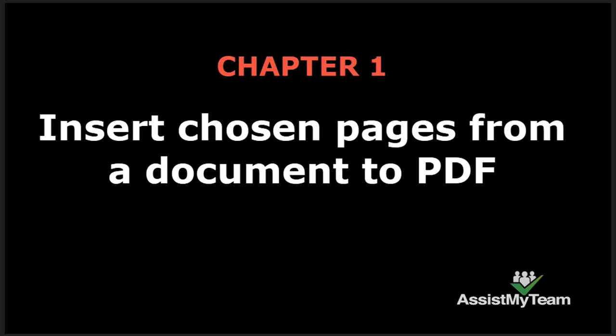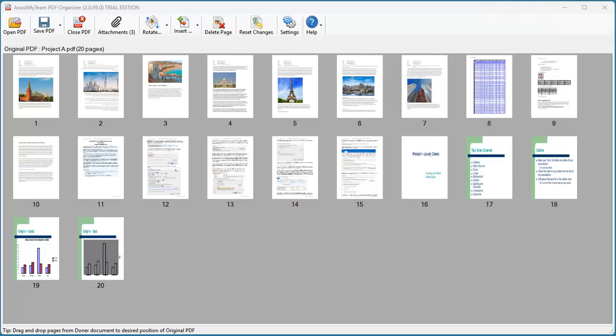Chapter 1. Insert chosen pages from a document to PDF. Let us insert pages of our choice from an existing file to this PDF document. We do that by clicking Insert button from the toolbar.